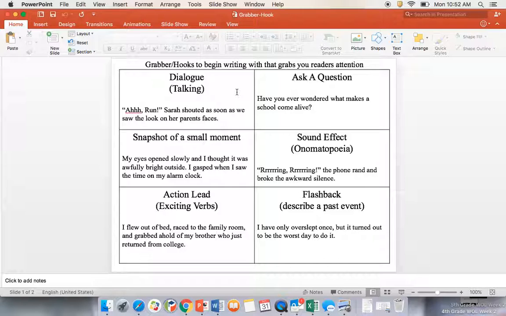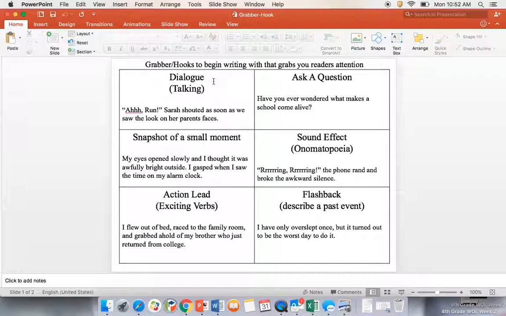and that's going to grab their attention or hook them into reading your paper. And that's why they're called grabbers or hooks. So on the screen, and this is also going to be in step 1 of your lesson, I'm going to add this in. There are some ideas on how to grab your reader's attention and hook them into reading your book.